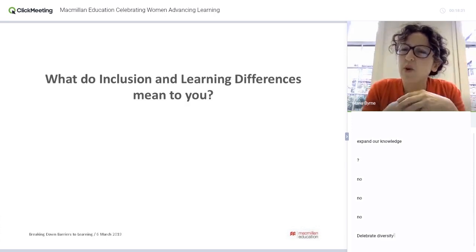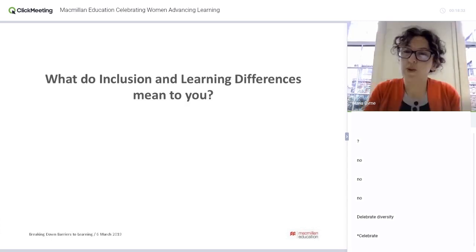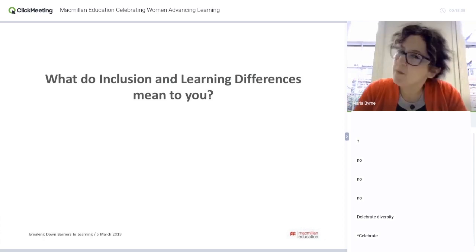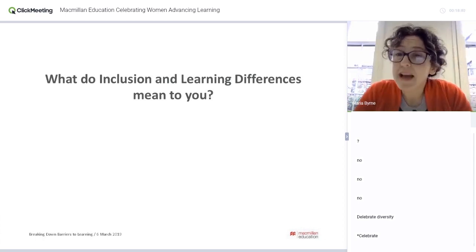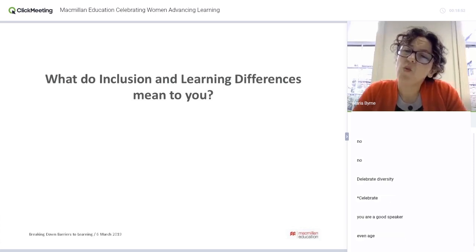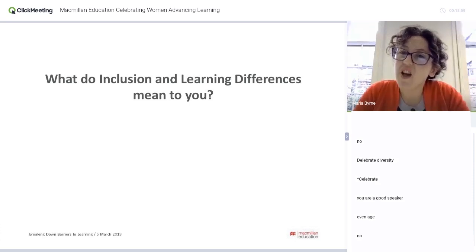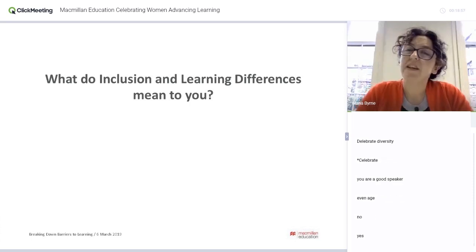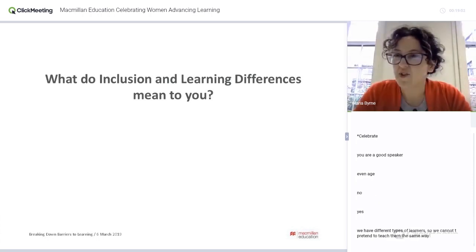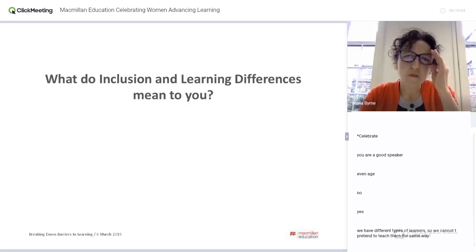So we can't necessarily put learners into boxes. For example, we can't say you're visual learners, you're auditory learners. It's much more complex than that. And actually, we may be different because of so many factors. Our social background, somebody mentioned our educational background, our culture, as well as the learning differences that we often think about, such as dyslexia, dyspraxia, autism, ADHD, etc. We are in fact all different.